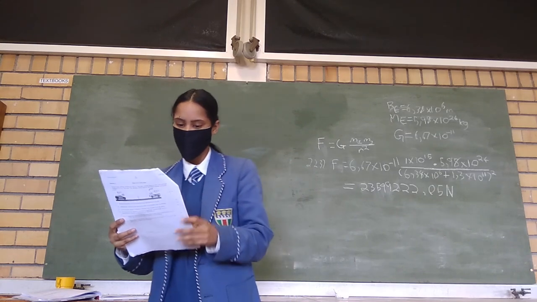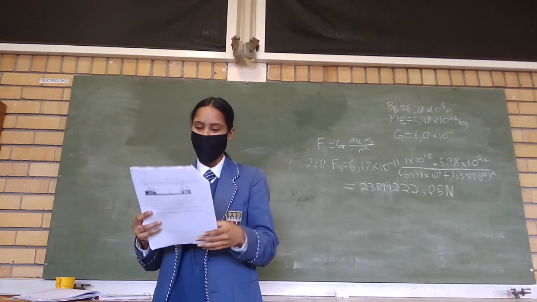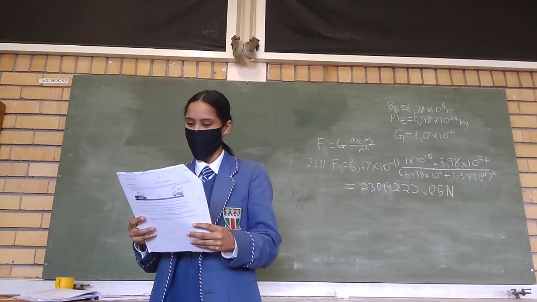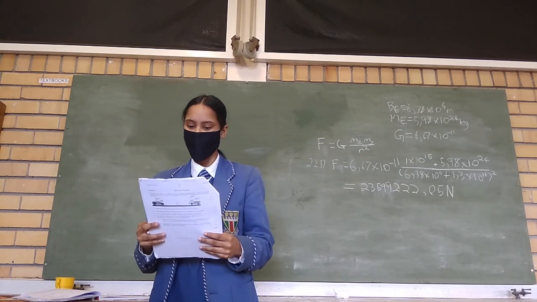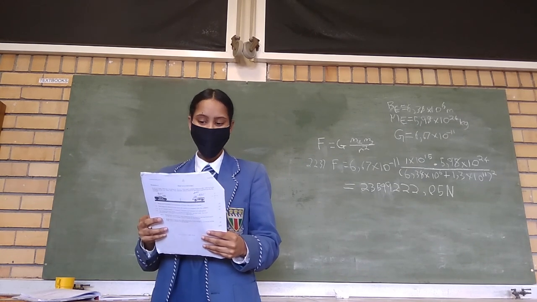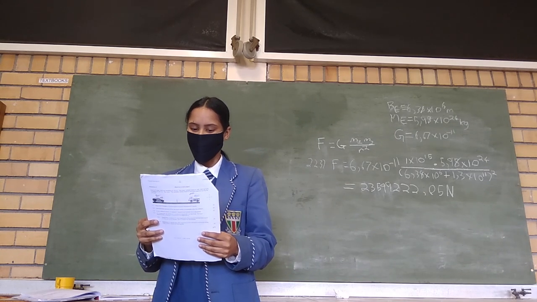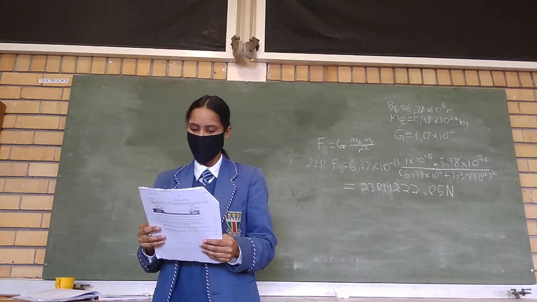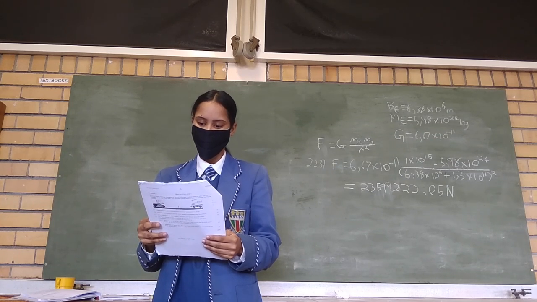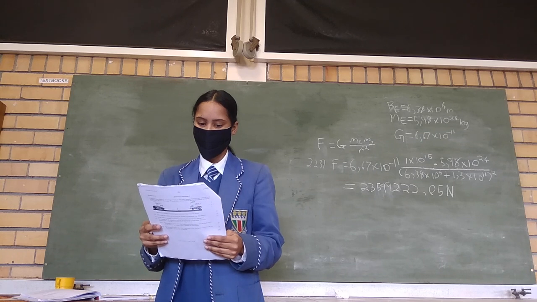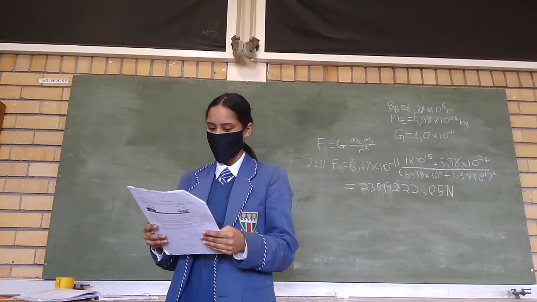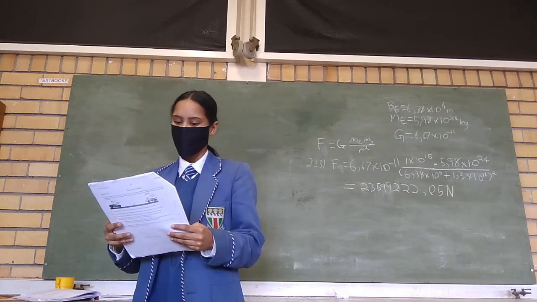Question 4 says, a ball with a mass of 0.2 kilograms is dropped from a height of 0.8 meters onto a hard floor. It bounces straight up to a maximum height of 0.6 meters. The floor exerts a force of 50 newtons on the ball. Ignore all effects of air. 4.1 states define a projectile.